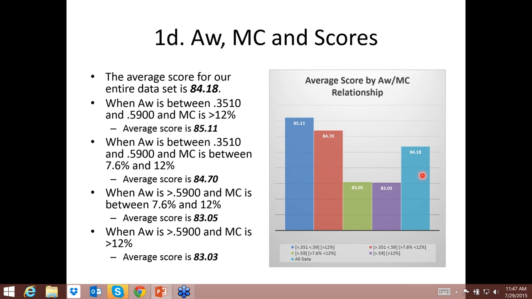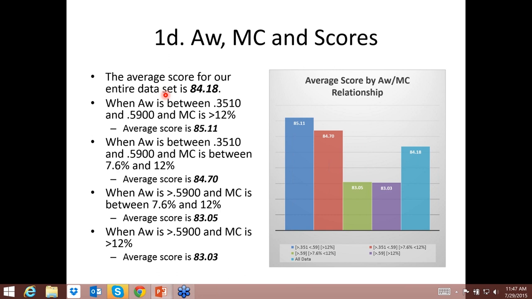So we'll start here, this blue line. This is just the average of that entire 3,500 approved coffee data set. The average score here is 84.18. Now, these next four bars, when the water activity is between 0.35 and 0.59 and the moisture content is greater than 12, so really there's nothing at 0.35. In this relationship, the water activity is almost always going to be 0.58, 0.59, and the moisture content is always going to be 12.1, 12.2. But when we're in that relationship, the average score here is 85.11, not only the highest, but also significantly higher than the average.